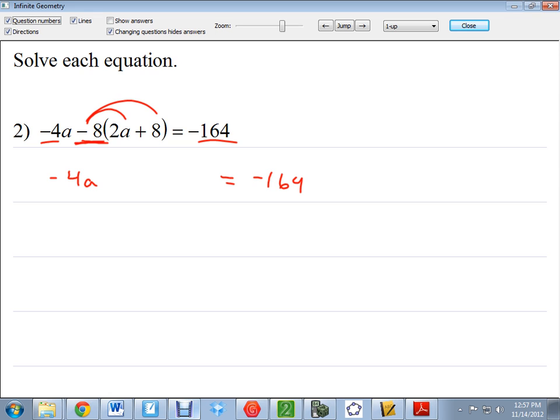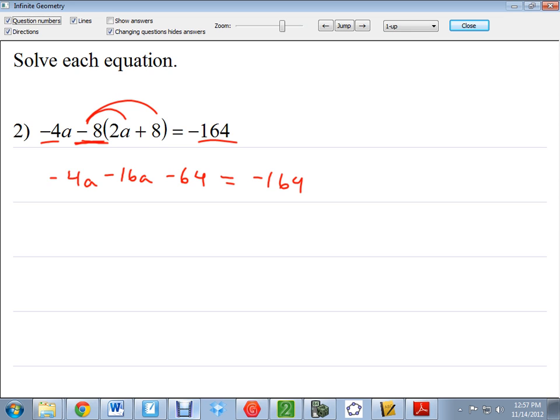What is negative 8 times the 2a? Negative 16a. And then what is the negative 8 times the positive 8? Minus 64. You can say it as negative 64. It's not wrong to say it that way. So we have this equation now.